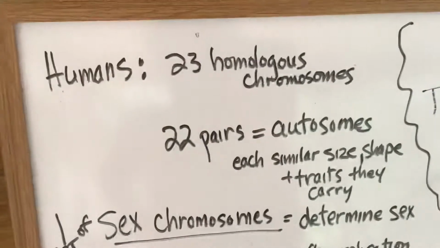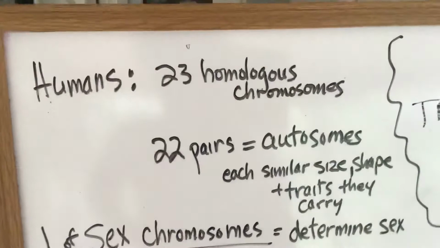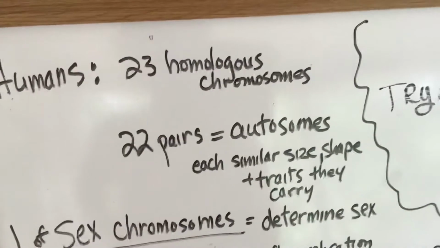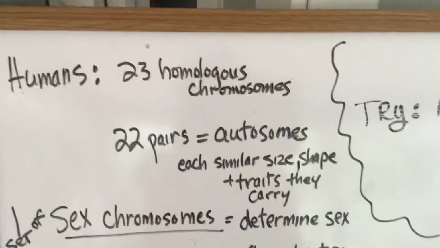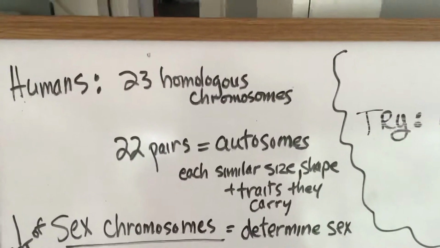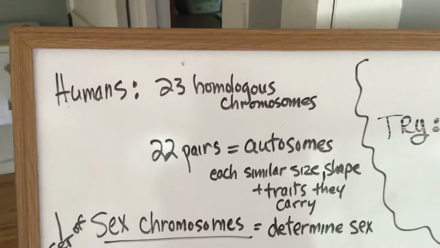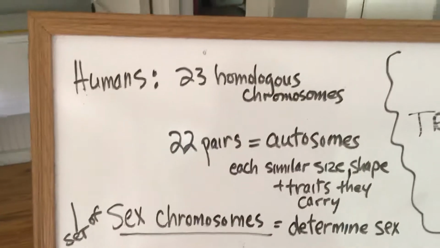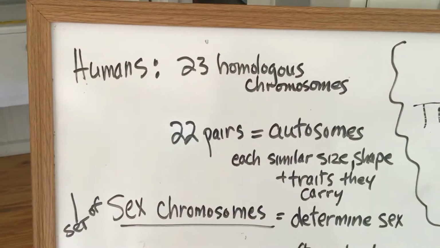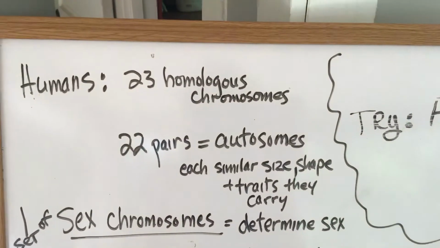22 of those homologous sets, or 22 of the homologous pairs of chromosomes, are what we call autosomes. That is, they are each a similar size and shape. They carry the same traits, although not necessarily the same alleles, as we've talked about. Now another set, or one set, is what we call sex chromosomes. These are chromosomes that determine sex.